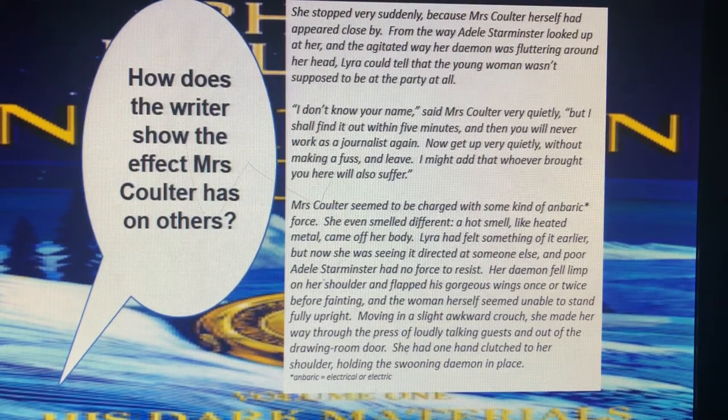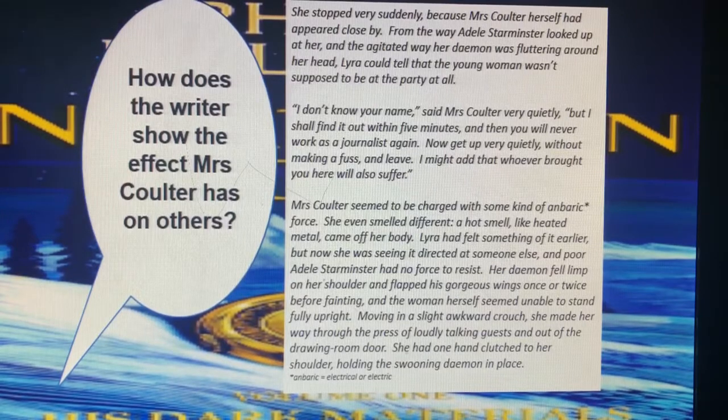We've then got paragraph 3 there, where Miss Coulter seems to be charged with some kind of anbaric force. Now, with a word like anbaric, the exam board will often put a star next to it and give you a definition underneath. So if you look at the bottom there, it says anbaric means electrical or electric. So it seems she's charged with an electrical force. This suggests this is a very powerful woman who should not be challenged, someone who can be dangerous, in fact deadly, and someone to potentially stay well clear of.